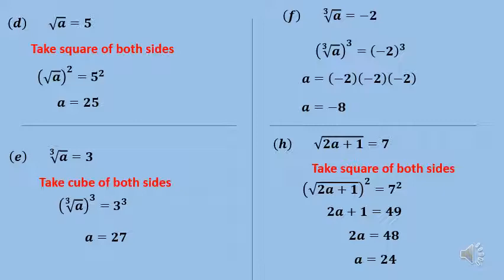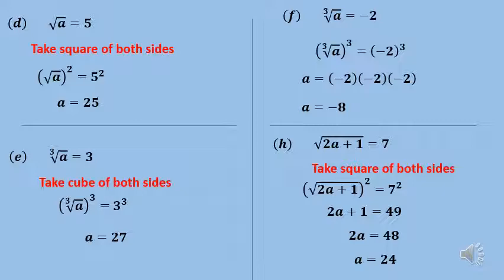In part E, cube root of a is equal to 3. To remove the cube root, take the cube of both sides. Cube root cancels with cube, then we have a is equal to 27. In F part, again we have cube root of a, that is equal to minus 2. So take the cube of both sides. Cube cancels with cube root, then we have a is equal to minus 2 raised to the power 3. When we solve minus 2 raised to the power 3, we have minus 8. So the value of a is minus 8.